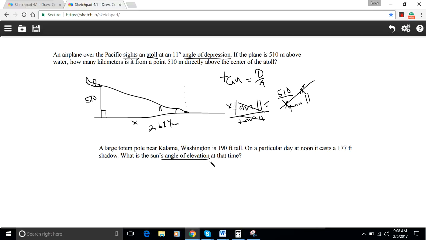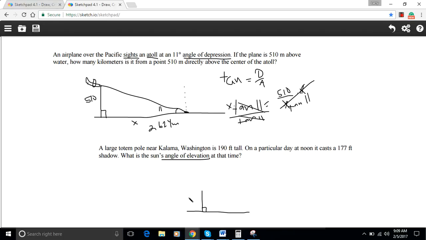This one involves angle of elevation. It's got a different name, but it's very similar to the angle of depression. This one says there's a large totem pole near Colima, Washington. Well, totem poles are usually in the ground, so let's call that the ground, and this, of course, is going to be a 90-degree angle. We're already halfway to a right triangle, so that's good.